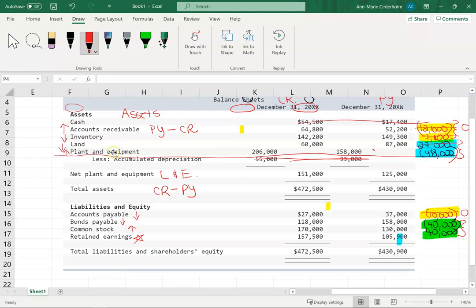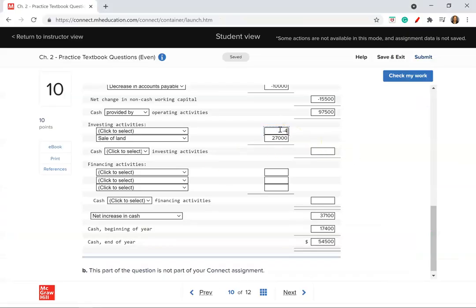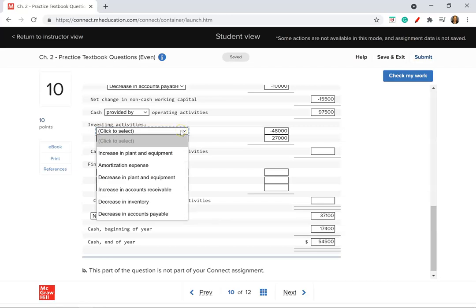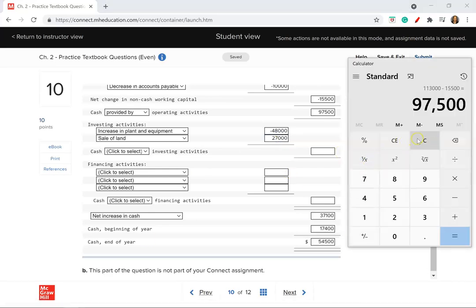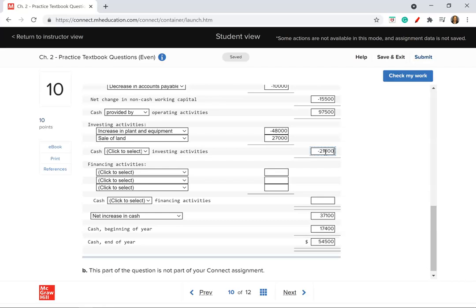And then the other one would be plant and equipment. So it looks like they bought more plant and equipment. So I'm assuming either something like an increase in plant and equipment or a purchase of plant and equipment for the title. And that's minus 48,000. And let's just see what they have here. So I have an increase in plant and equipment. And now let's add those two together. So if we do minus 48,000 plus 27,000, that gives me minus 21,000. So I'm going to say used in this time. So essentially, they spent $21,000 in order to invest in assets this year.